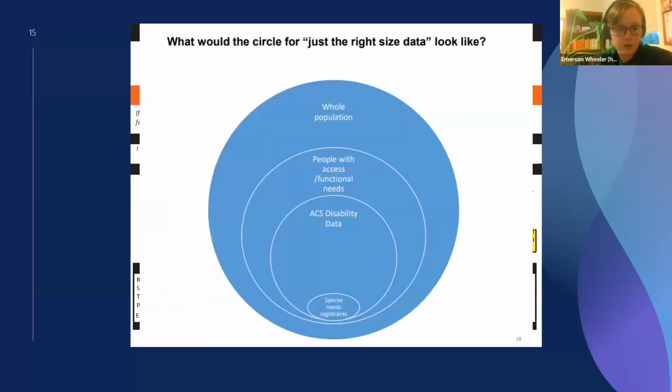this is just a helpful graph showing a way to think about the data that we are getting with a registry versus with an access and functional needs lens. This is a series of circles. The biggest circle says whole population. There's a slightly smaller circle inside that says people with access and functional needs, a slightly smaller circle that says ACS disability data, and then a very small circle that says special needs registrants. Remember that this is based on actual percentages, and the ACS is 4 times the amount of the registry one.